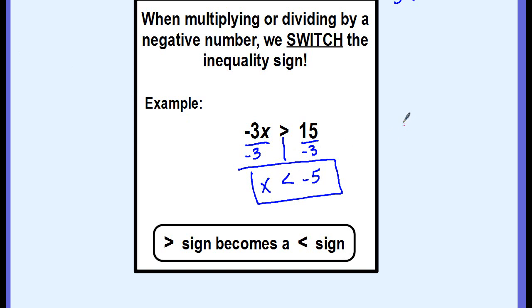So now let's check what we really got. X is less than -5. A number that's less than -5 is -6. So go back to our original inequality. -3 times a -6 should be greater than 15. Well, a negative times a negative is a positive 18. Is that greater than 15? Yes, it is.